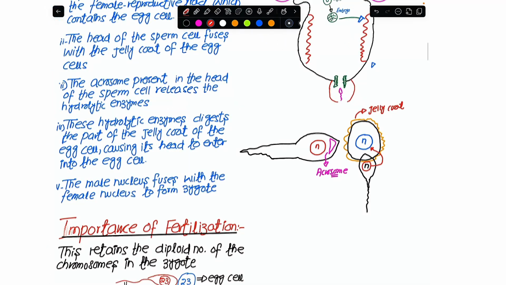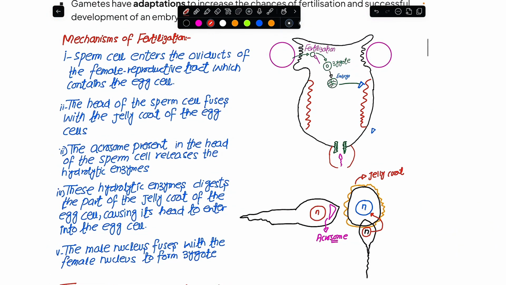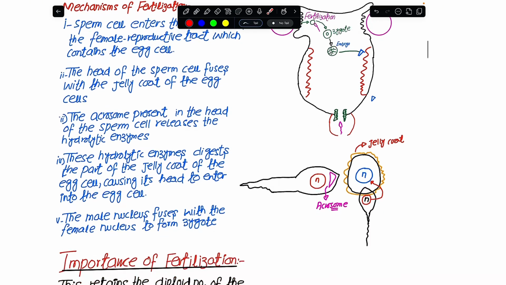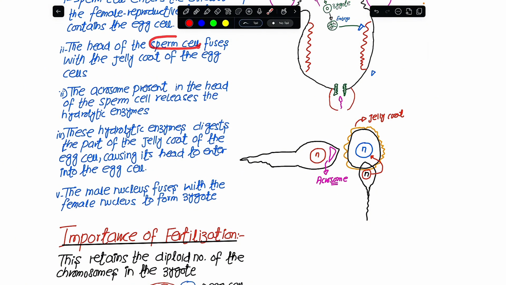So if I were to simply read the points in context of this so that you can remember it from the paper point of view. Here I have simply elaborated to you the fertilization. The points that you are required to remember are that the sperm cell has entered the oviducts of the female reproductive tract, like at this point. And in the oviducts, we have an egg cell. And afterward, the head of the sperm cell comes to the jelly coat of the egg cell, like this was a jelly coat with us. The acrosome that was here in the head of the sperm cell would release the hydrolytic enzymes.